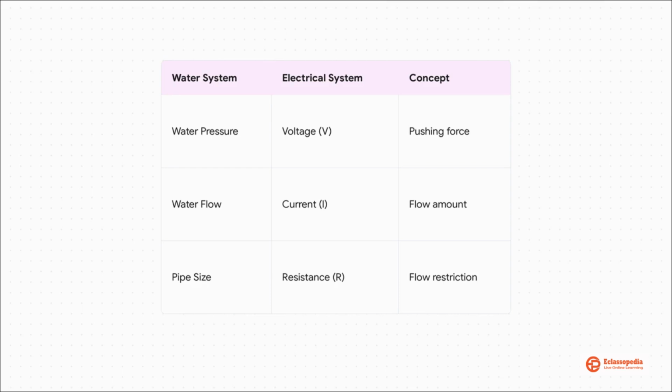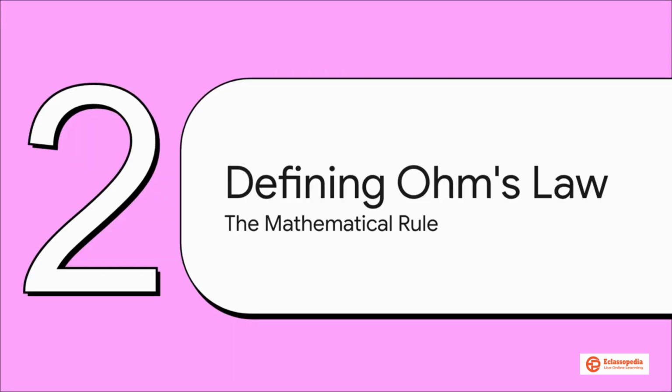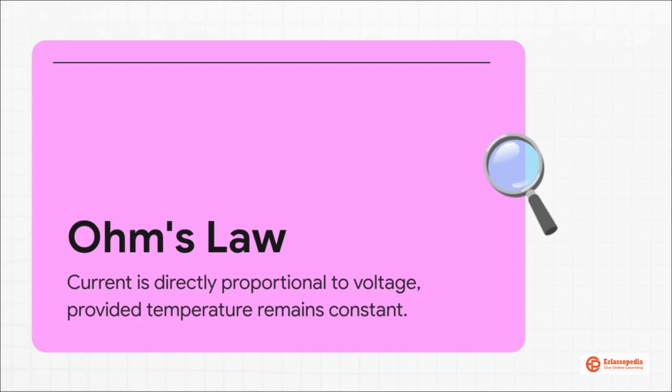If you have a massive amount of water pressure or voltage, it's going to push a lot of water. But if you suddenly make that pipe incredibly narrow, you're increasing the resistance. And that strictly limits how much water can flow through, completely regardless of how high the pressure is. Which brings us to Section 2, defining Ohm's law. The really crucial thing here is that pressure, flow, and pipe size are locked in this permanent balancing act.